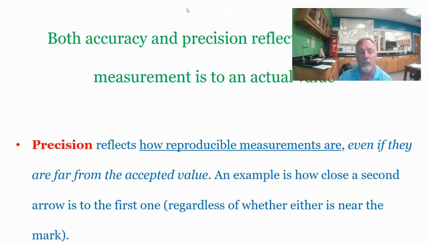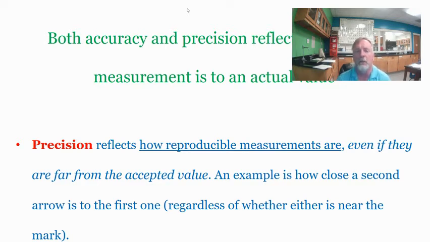I want to contrast that a bit to precision. Precision isn't so much about being really close, it's how reproducible or how consistent the results are, right? So we could have an archer who is very consistent, even if they're far from the accepted value. So instead of having all their arrows hitting the bullseye, their arrows are all hitting almost straight down from the bullseye, like maybe 3 rings down, but they're all really close together. So the person's consistent, they're just not on target, right?